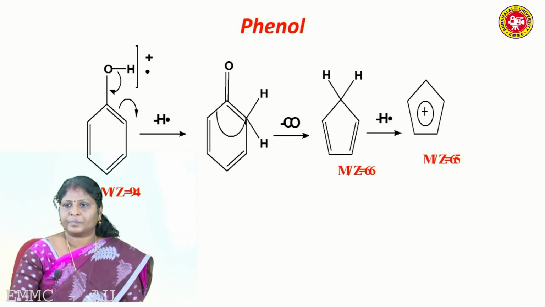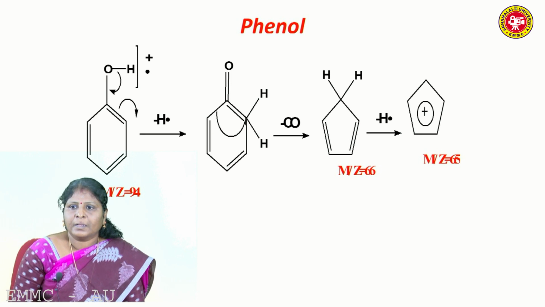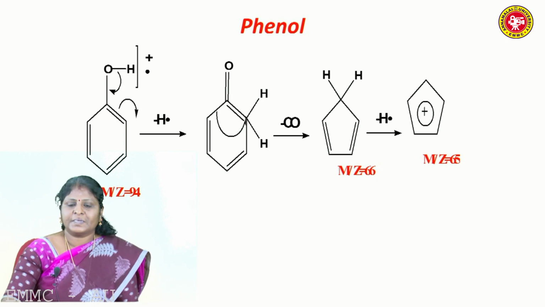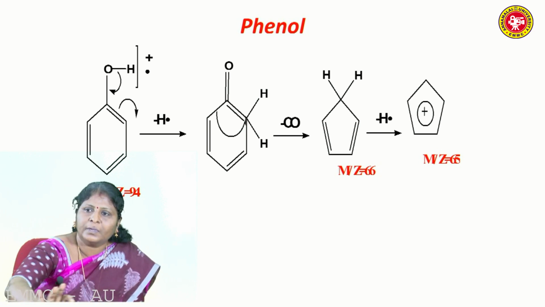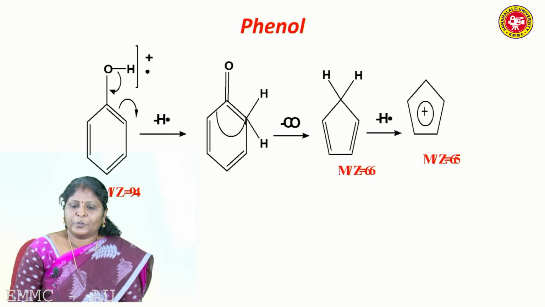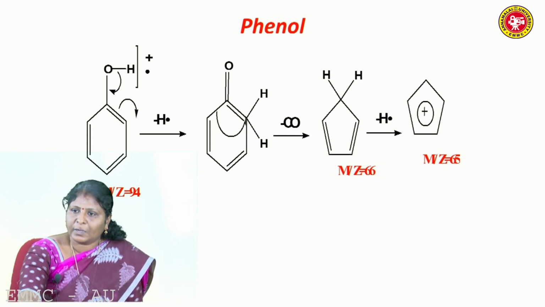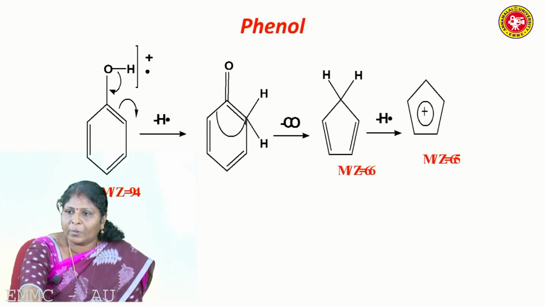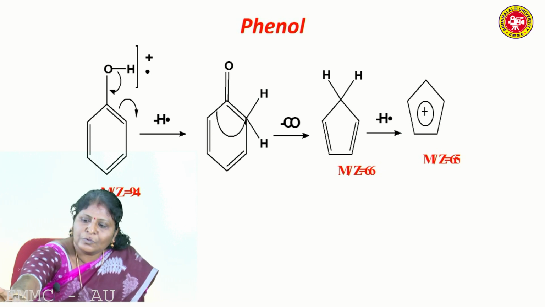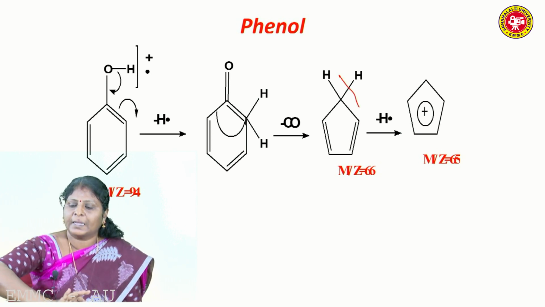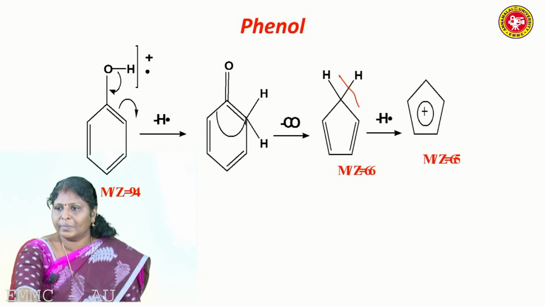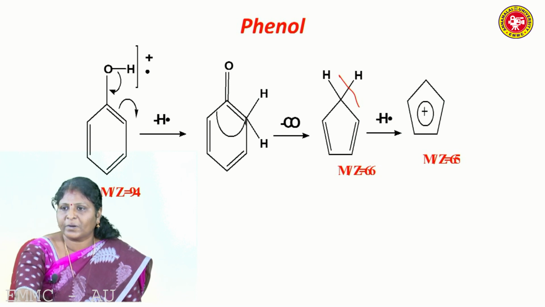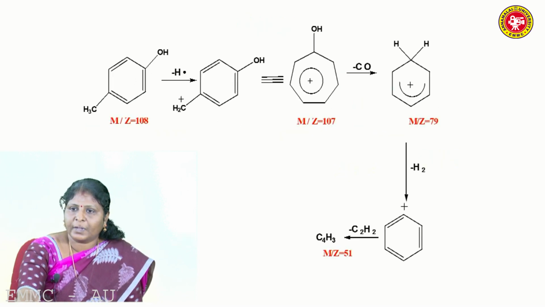Aryl alcohols. In this case, by means of hydrogen transfer from oxygen to carbon, a ketone is produced. Afterwards, the molecule expels one molecule of carbon monoxide (CO), thereby producing cyclopentadiene. This loses one hydrogen as a radical, then produces the most stable cyclopentyl cation at m/z 65. This is the preferred fragmentation mode for phenol.